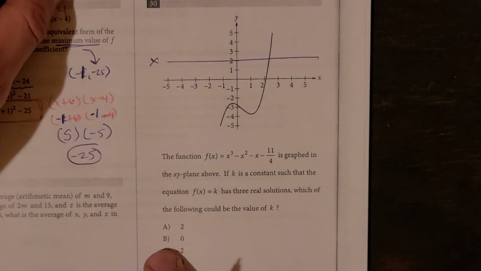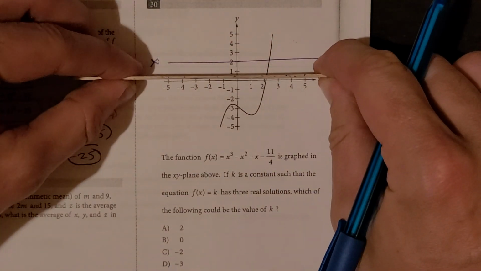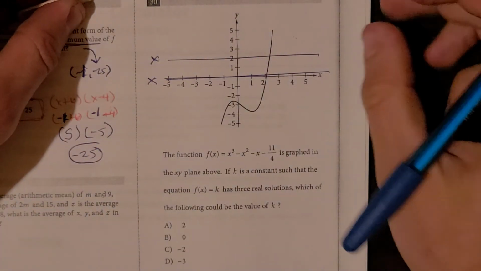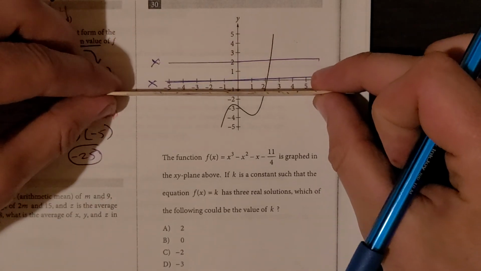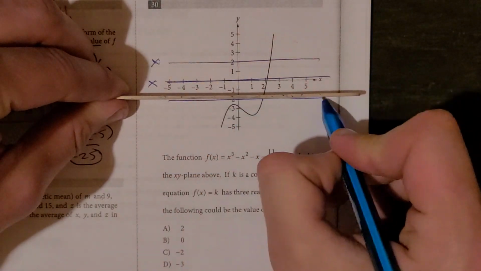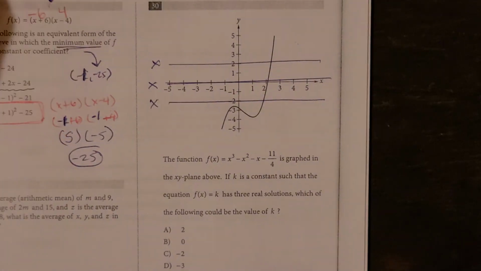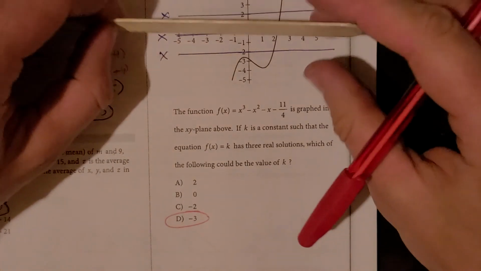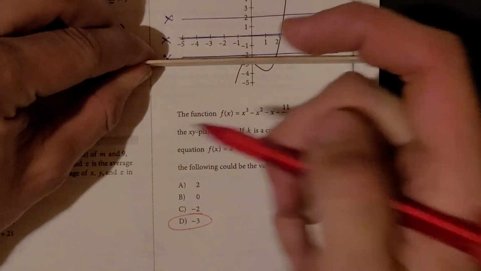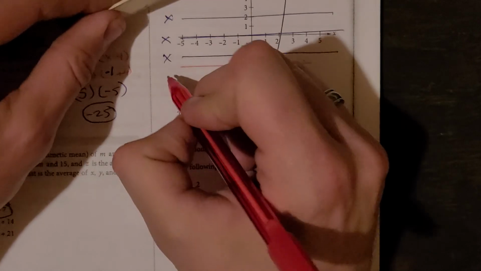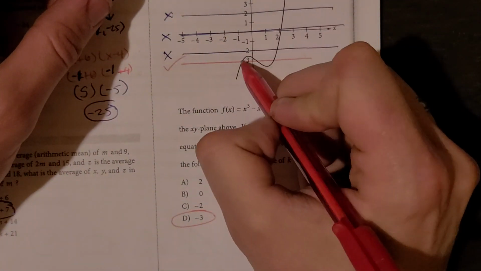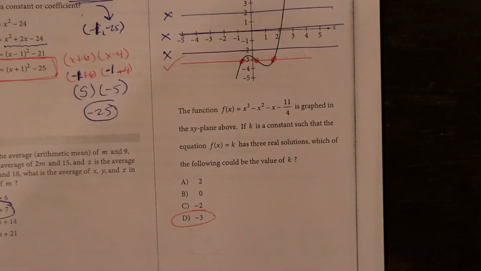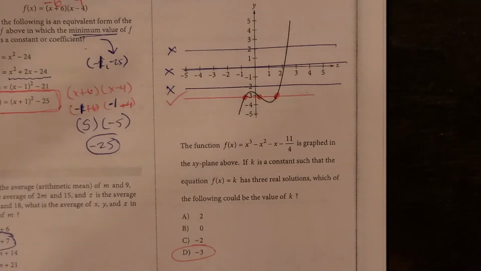No. B says k equals 0. That would be right here. Does that touch it 3 times? No. C says negative 2, meaning right here. Does that touch it 3 times? No. Our final answer, which you probably figured out already, is correct. D says negative 3, but just to show you, if I put a line at negative 3, see how it touches my cubic 1, 2, 3 different times. So it actually has 3 different solutions. All right, there it is.